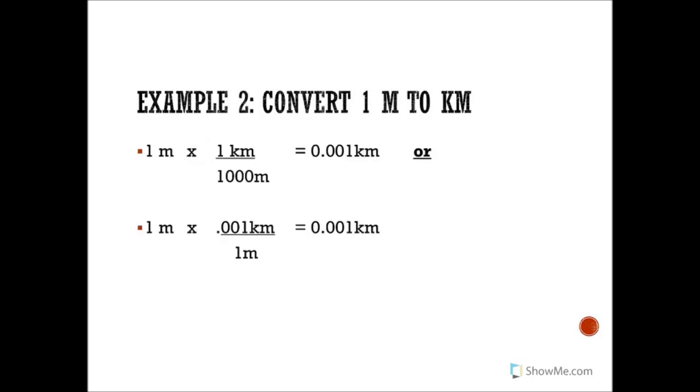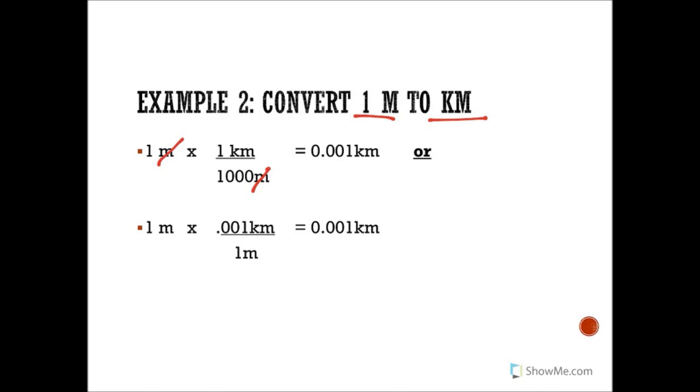In our second example here, we want to convert 1 meter to kilometers. So if we start with 1 meter, and this time we want that 1,000 meters on the bottom. So there's 1,000 meters in 1 kilometer. So we put meters on the bottom and leave kilometers on the top because that's an equivalent ratio. You can flip them either way, whichever way you need, as long as that ratio is equal.